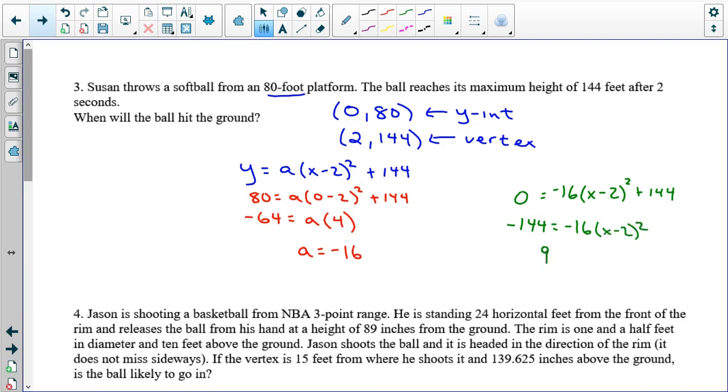I divide by 16, and I get 9. I take the square root, and I get plus or minus 3. Then I add 2 over, so I get negative 1 or 5. Clearly, the negative 1 doesn't make any sense in the context of the problem. So 5 seconds is when the ball hits the ground.